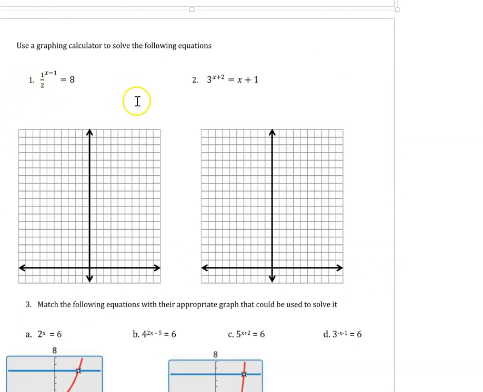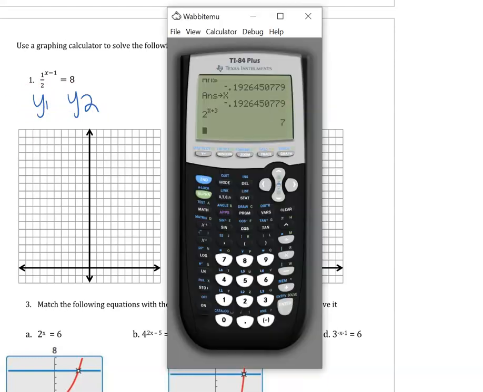So, if I want to solve something like, I don't know, let's do 2. Again, you're just doing, actually no, let's do 1. y1 equals the left side, y2 equals the right side, and then we find the intersection. So here I go. So I'm just going to type this in as 0.5. So 1/2 to the x minus 1. And then I got 8 on the other side. Oops, I should say x minus 1.